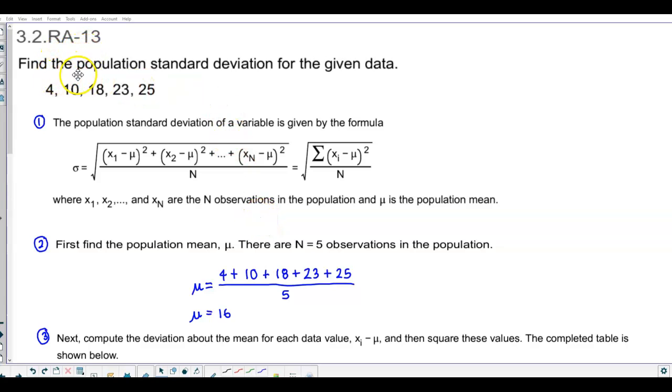3.2.RA-13, we want to find the population standard deviation given for the following data: 4, 10, 18, 23, and 5. Now for part 1, the population standard deviation of a variable is given by the following formula.